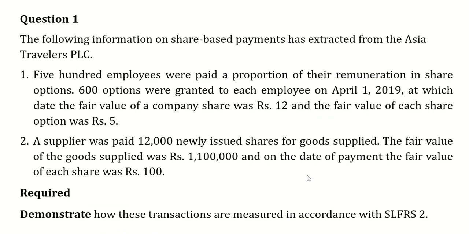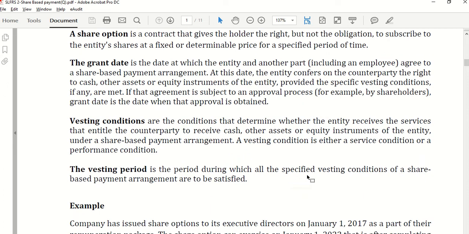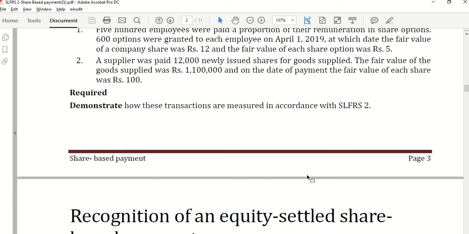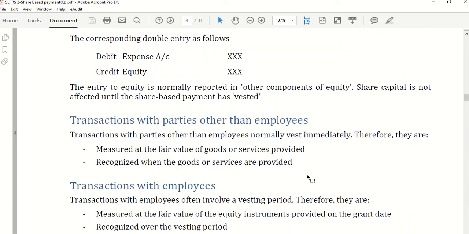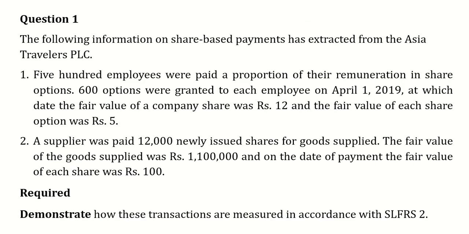Right, okay. I think with this question you can get an idea about that, right? Look at the question, the first question. Meantime you can use the tute also. The tute also has the same question. You have the question here, right? The following information on the share based payment has been extracted from Asia Travels PLC. 500 employees were paid a proportion of their remuneration in share options. Look at the 500 employees in a company.